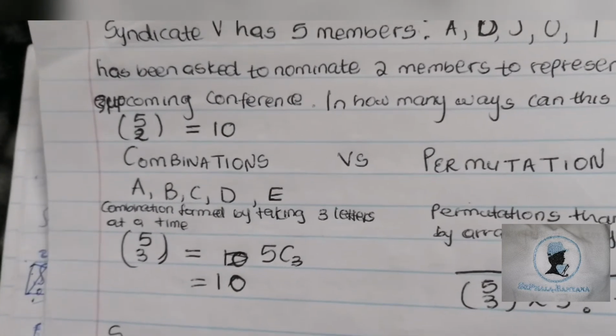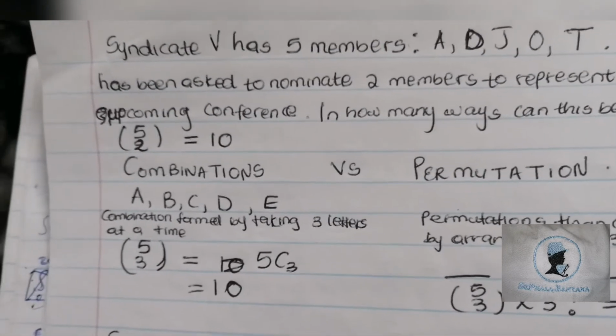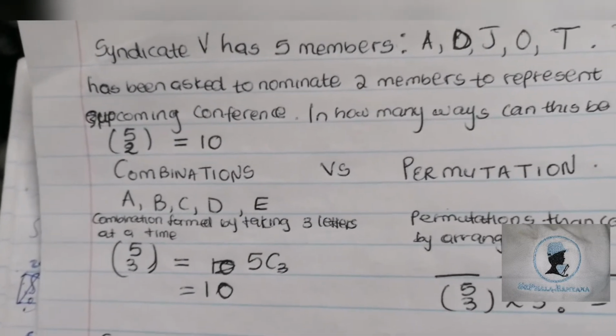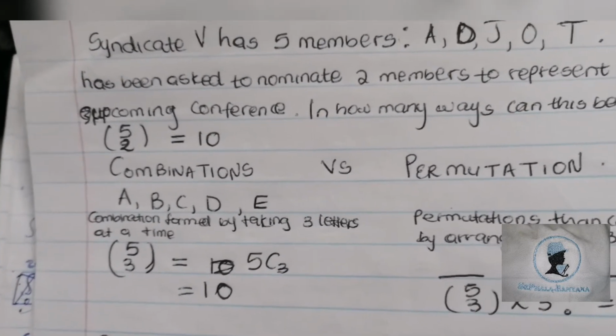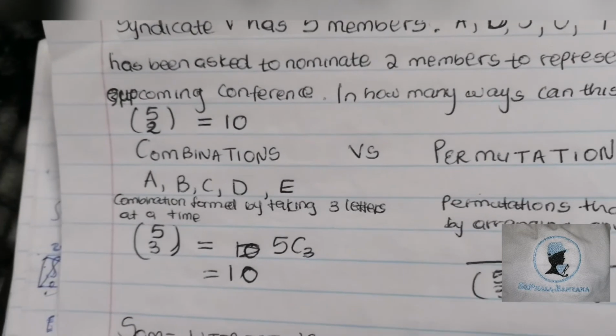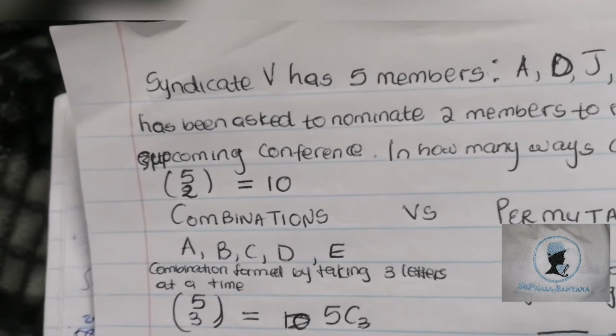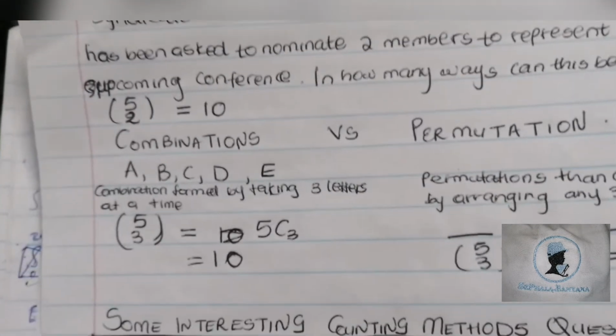They just want you to choose or to nominate. So that's how you get a sense that, oh, now this is a combination problem. So you are just going to say 5 choose 2, which is 10.